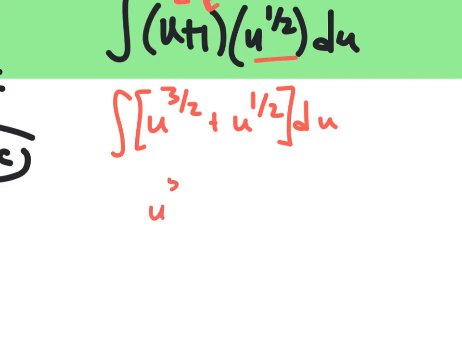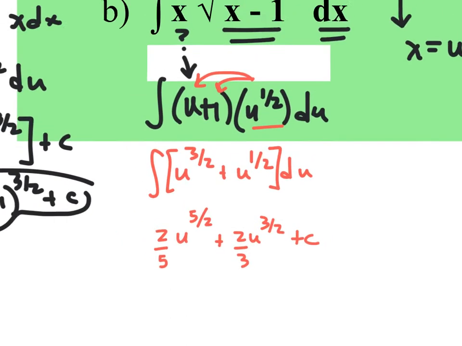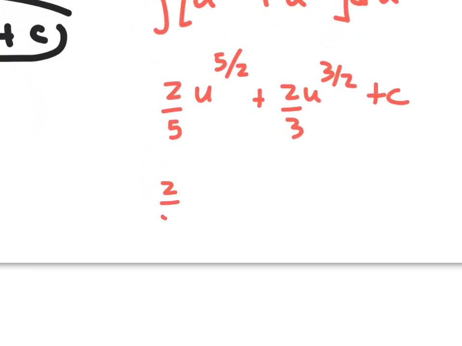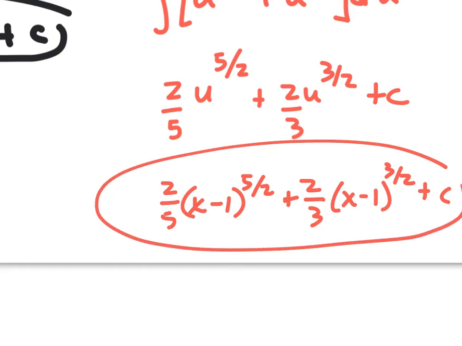So this would be u to the 5/2 times 2/5 plus u to the 3/2 times 2/3 plus c. We've got a little bit more to do. What was u? U is x minus 1. So that's 2/5 x minus 1 to the 5/2 plus 2/3 x minus 1 to the 3/2 plus c. That's called change the variable, folks.